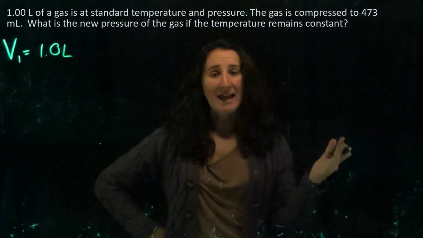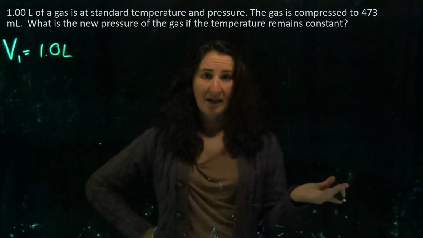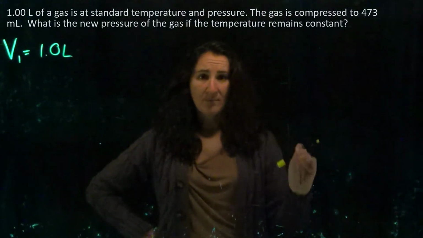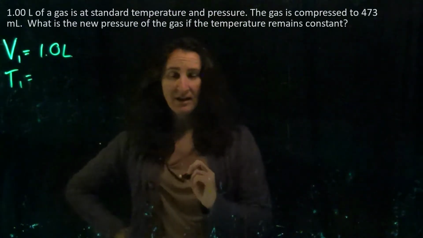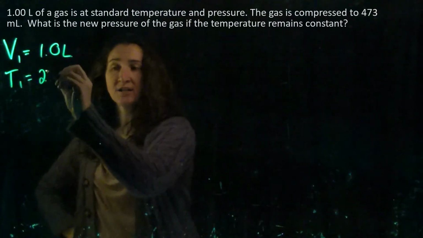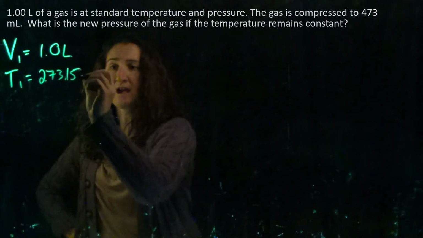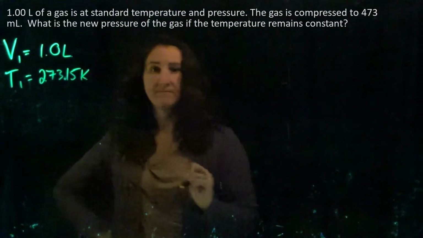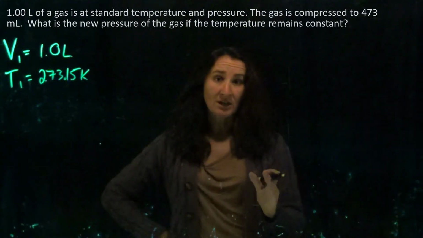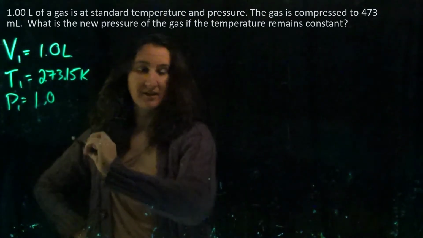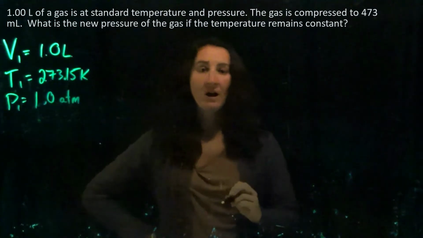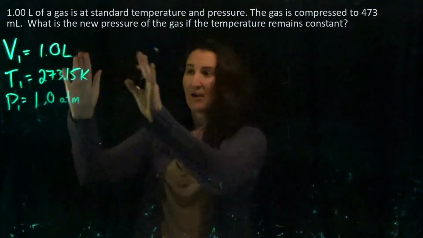Then we said at STP. What is STP? STP is standard temperature and pressure. So remember, your temperatures are always going to be in Kelvin, and so standard temperature is 273.15 Kelvin. And then standard pressure is going to be 1 atmosphere. And I'll fix all my sig figs at the end of the problem. All right, so that's the beginning. This was how it started out.